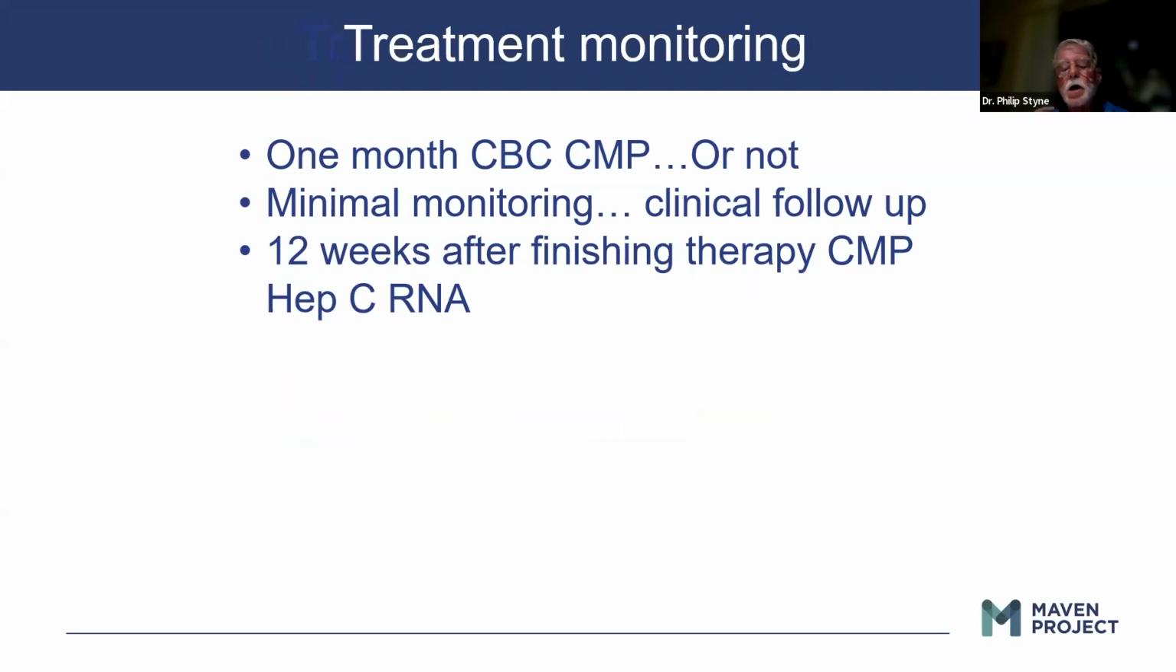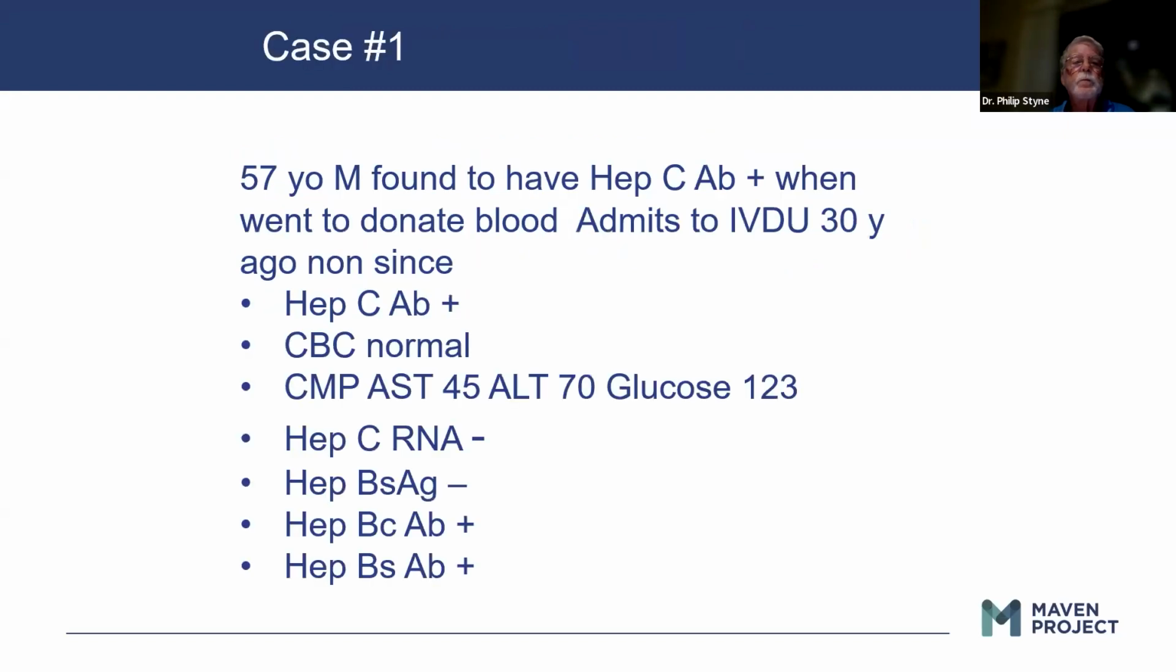Treatment monitoring. It used to be said that you should get a CMP and a CBC a month into treatment. A lot of times I don't get it because I think this person who's homeless is unlikely to get it. You do want to get at 12 weeks after they finish therapy, a CMP to make sure their transaminases are normal and an RNA to make sure it's negative. That is the main significant follow-up. Next slide, please.